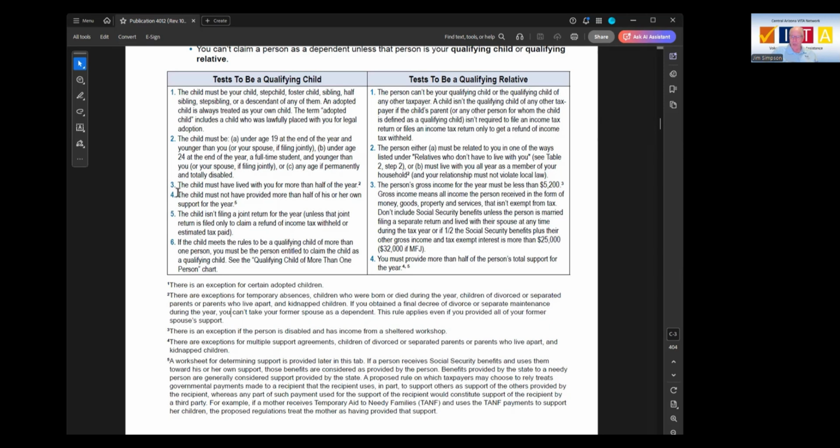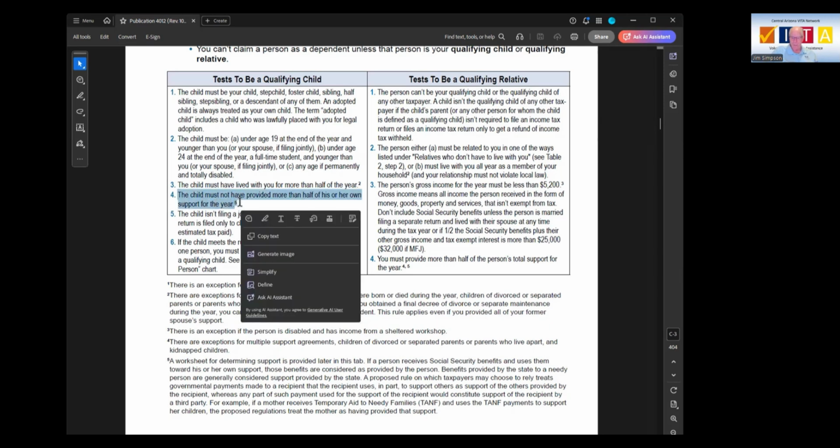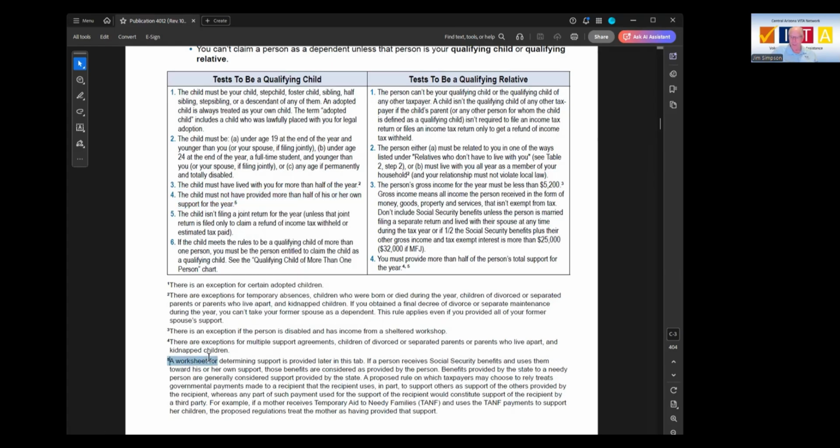Number 4, the child must not have provided more than half of his or her own support. And footnote 5 will tell you that there's a worksheet for determining that. This is important, and people will confuse this, okay? This is not saying that you had to provide more than half of their support. It's saying that they did not provide more than half their own support for the year.